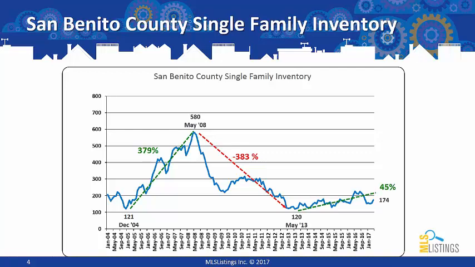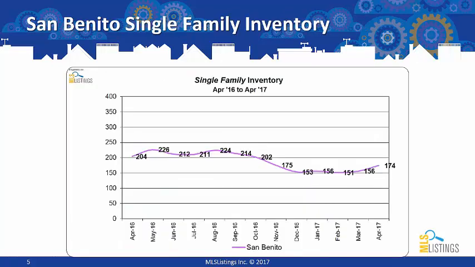If you look at January 04 to December 04, we're kind of in that range again, maybe a little higher than we were. Looking at year over year, April 2016, there were 204 single-family homes for sale. This April, there's 174, down 15%. So it's kind of matching what I'm seeing across most of our counties. It's low, but it's stable. That's not bad. You're about 3 months of inventory there.